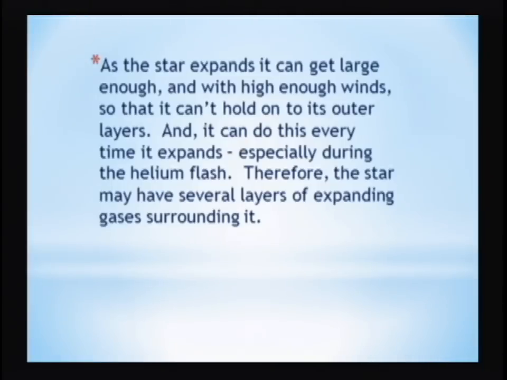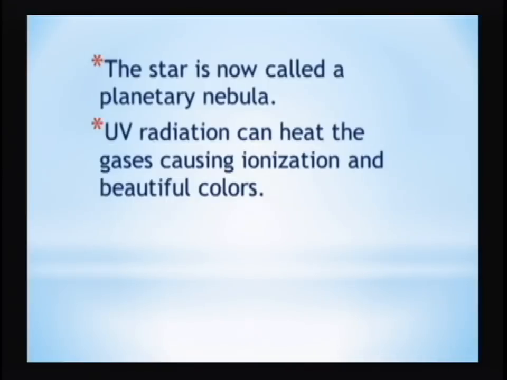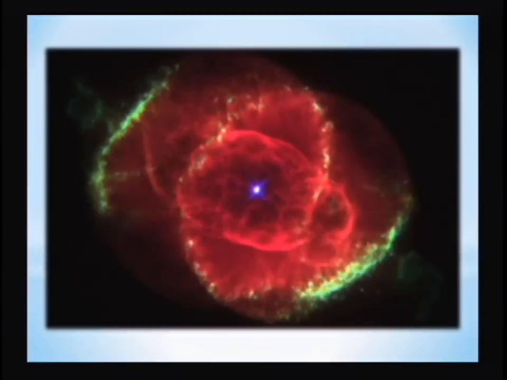The other thing that gets produced from these stars is winds, and these winds will also carry off the outer layers of the star. Because it's so far away, it's very easy to pick those layers off because they're not held onto very tightly. So we get to what is now called a planetary nebula. We find that ultraviolet radiation heats the gases, and sometimes when you get ionization, you get these incredible colors associated with these planetary nebulas. And so this is a planetary nebula.